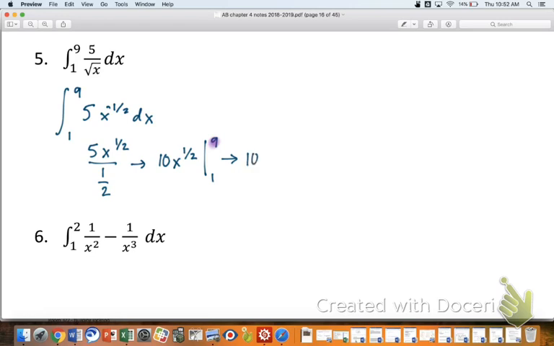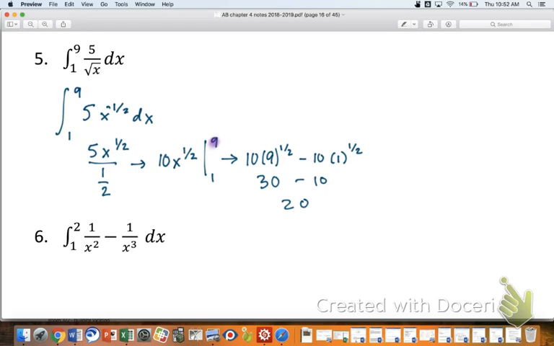So it'd be 10 times 9 to the 1/2 minus 10 times 1 to the 1/2. As you evaluate this, you see that it's 30 minus 10, which is 20. Let me retry on that. 0. There we go. So 20. What do you guys think? It's not so bad, is it? I hope you don't think it's too bad.